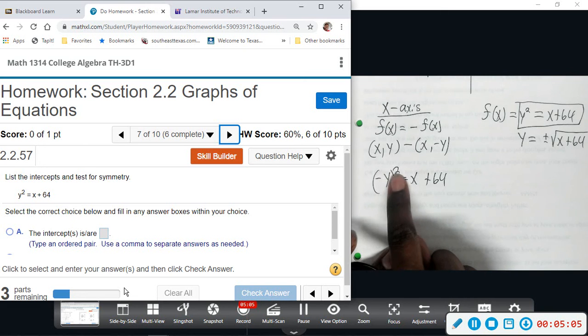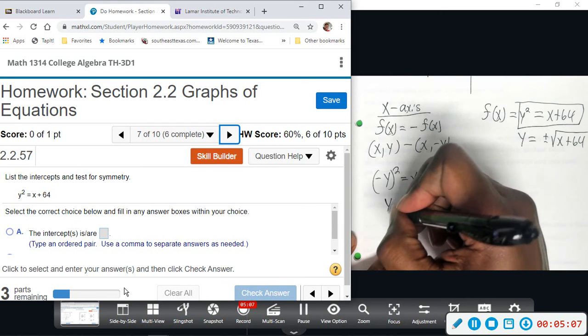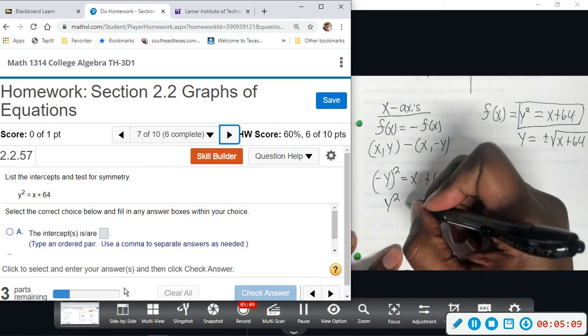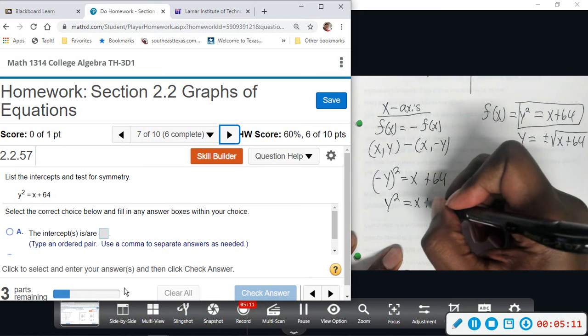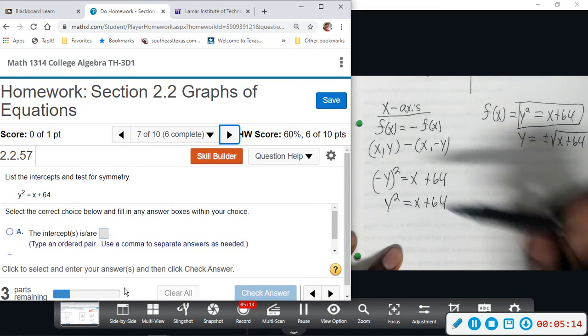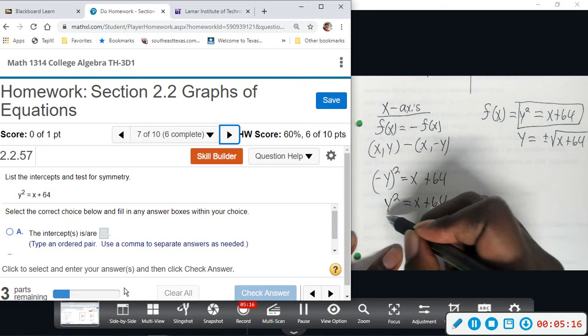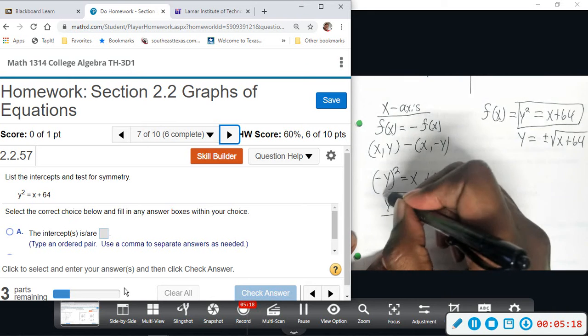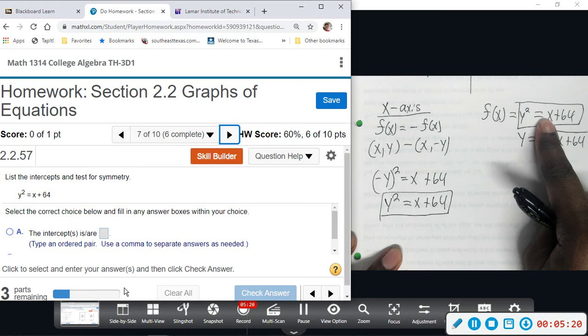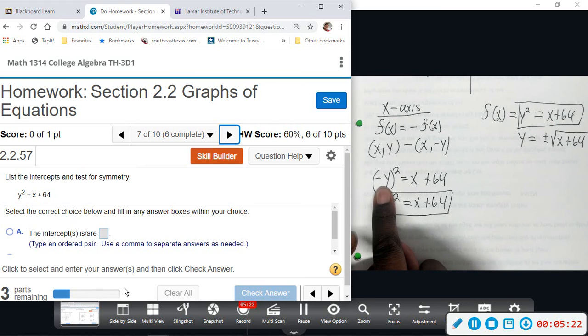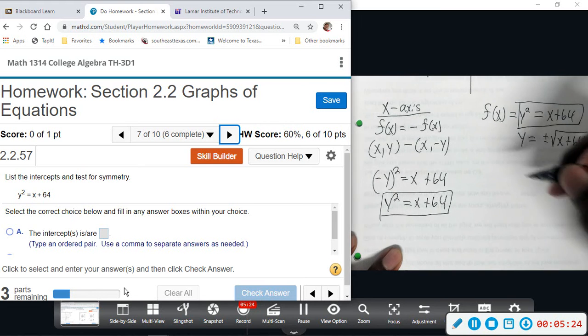So when you square a negative, it comes out to be positive. So you still end up with y squared equals x plus 64. So this has x-axis symmetry because this is the same as what we started with, okay, when we made y negative. And that's the way you do it. Now we're going to check for y-axis symmetry.